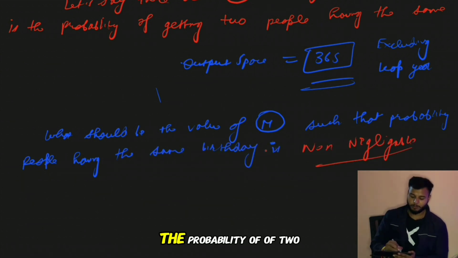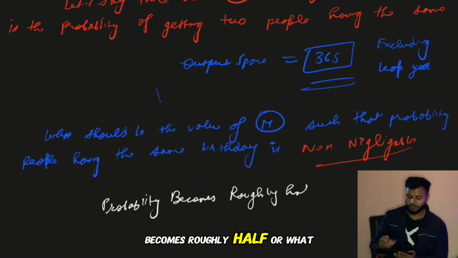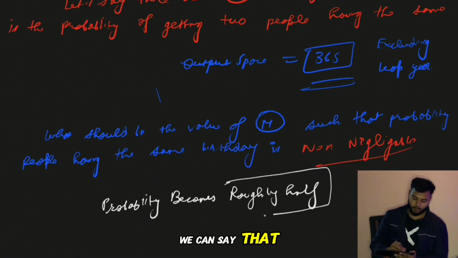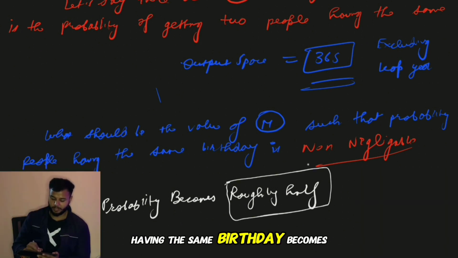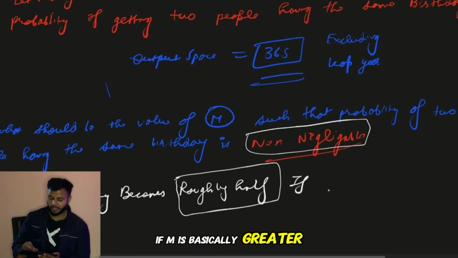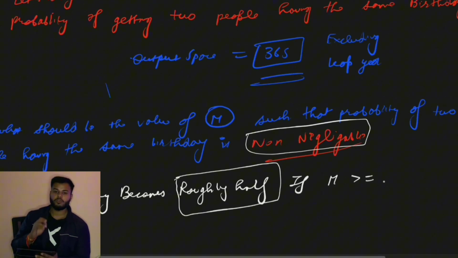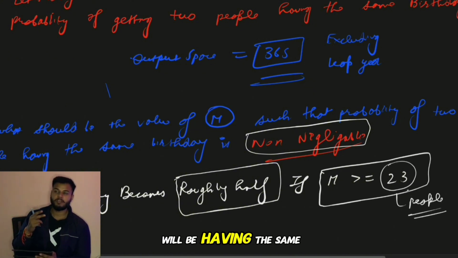The probability of two people having the same birthday becomes roughly half, or you can say non-negligible, if m is greater than or equal to 23. So if there are 23 people in a room, then there is a very high chance that two of them will have the same birthday.